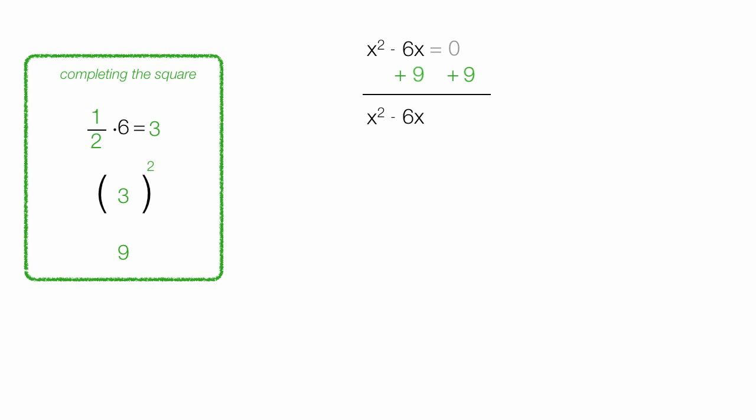which gives me x squared minus 6x plus 9 equals 9. Factor this, and it would be x minus 3 squared is equal to 9. And if I solve for x, I would get x is equal to 0 and x is equal to 6.